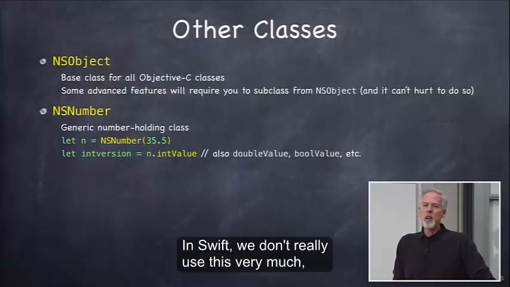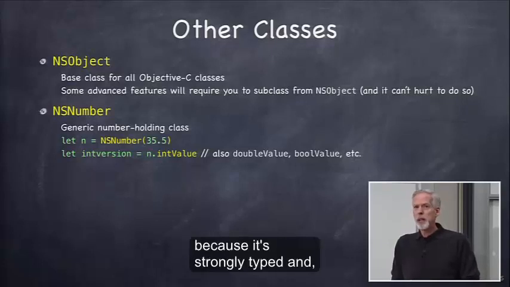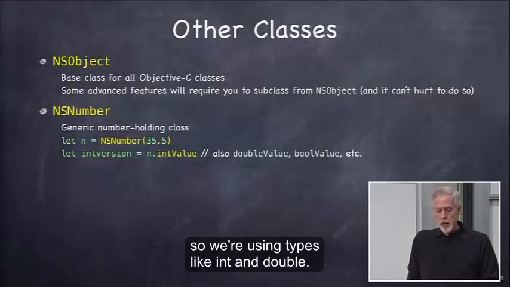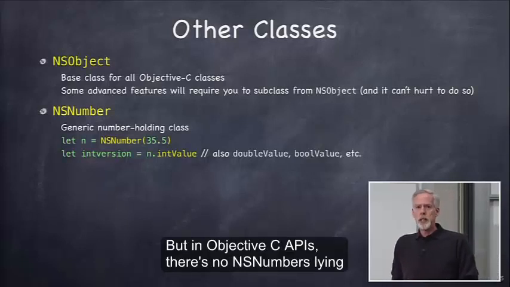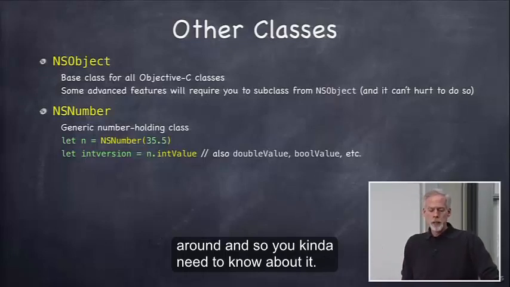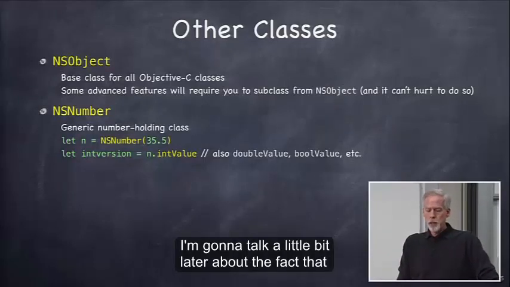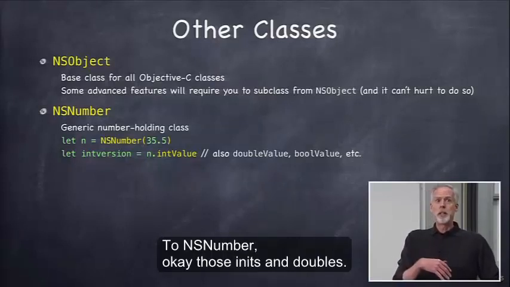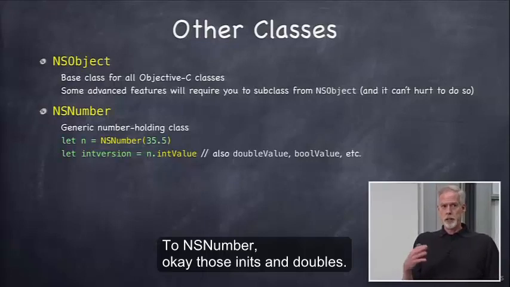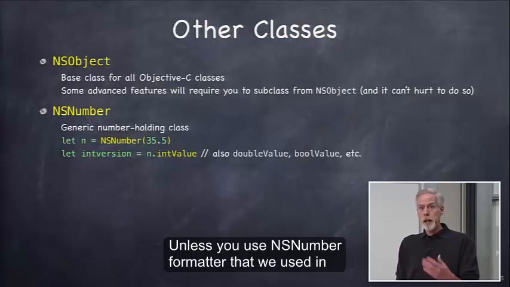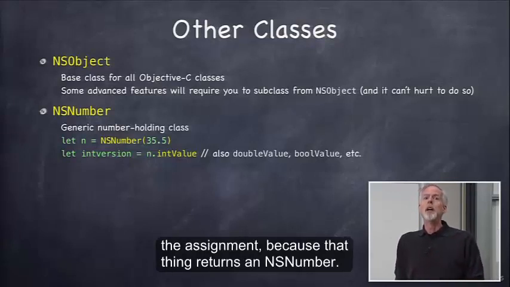In Swift, we don't really use this very much because it's strongly typed, and so we're using types like Int and Double. But in Objective-C APIs, there's NSNumbers lying around. And so you kind of need to know about it. I'm going to talk a little bit later about the fact that all those Swift types are kind of magically bridged to NSNumber, those Ints and Doubles. So you really don't even have to worry about NSNumber unless you're going to use something like the NSNumberFormatter that we used in the assignment, because that thing returns an NSNumber.